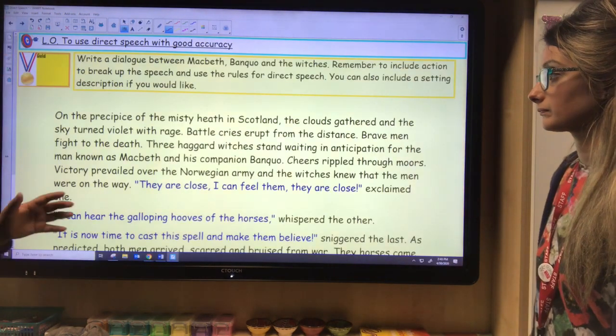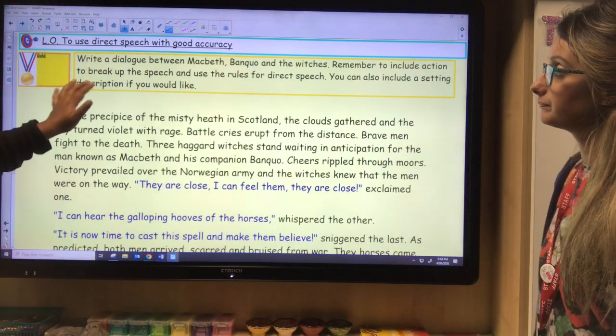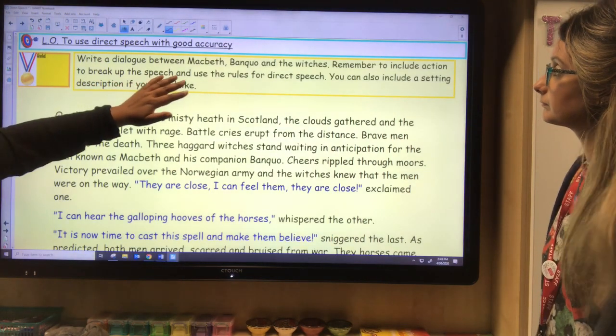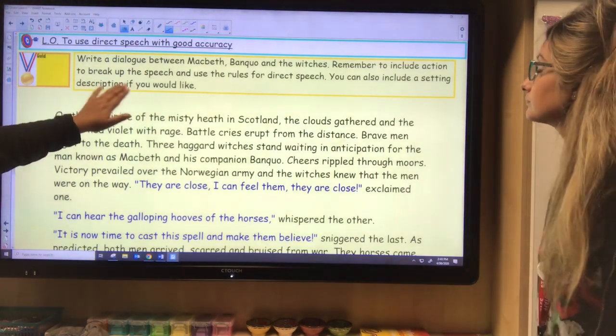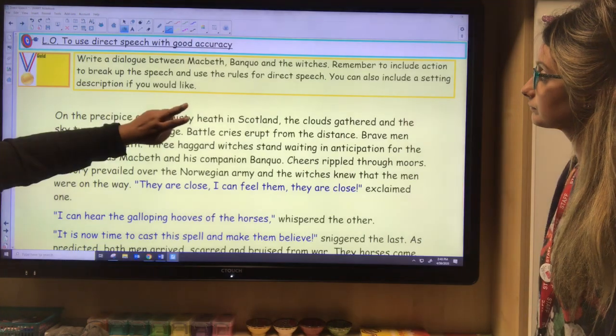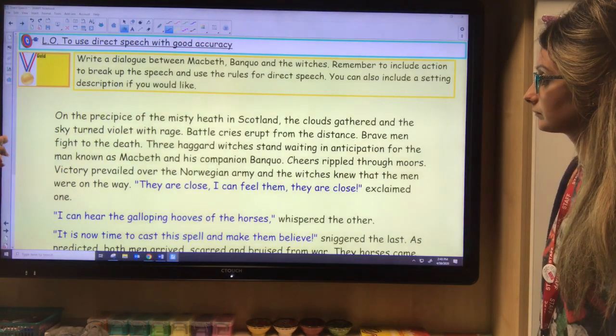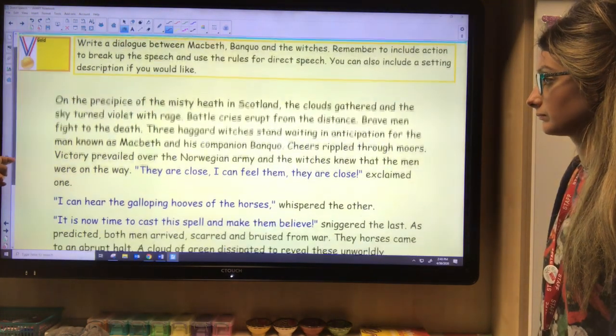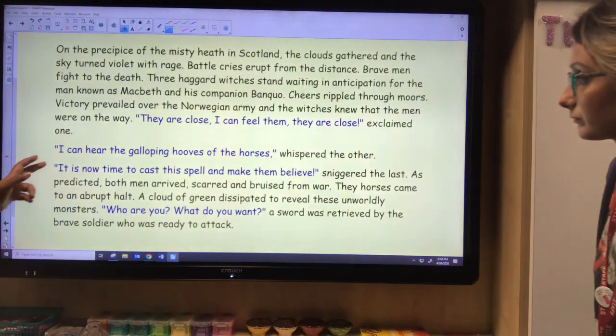And then gold, if you'd like to work your way up to this, is the following. So write a dialogue between Macbeth, Banquo and the witches. Remember to include action to break up the speech and use the rules for direct speech. You can also include a setting description if you would like. So I started one here. All of this is up on the website as well.